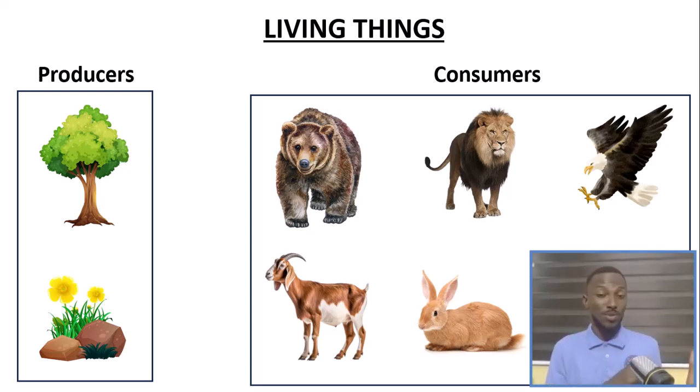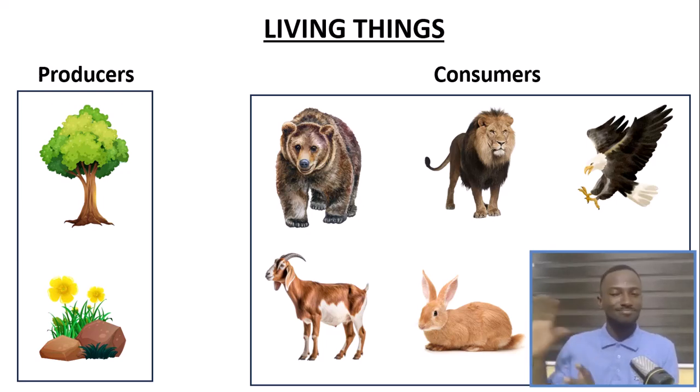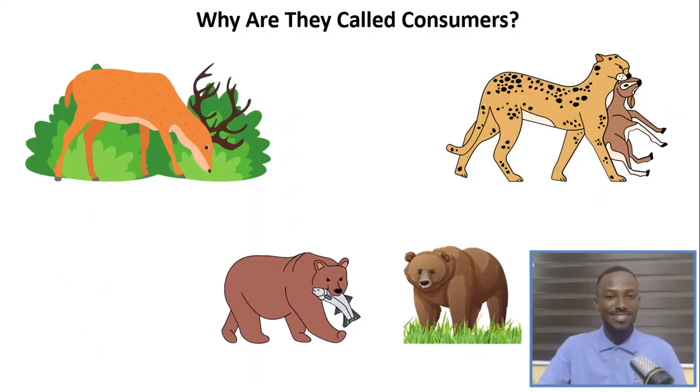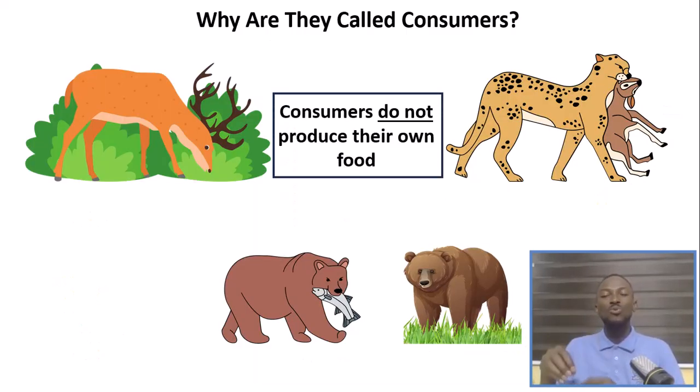Actually, aside from photosynthesis, there is also another means by which certain living things are able to make their own food. That is a topic for a different discussion. Now, we've discussed producers and why plants, flowers and other grasses are known as producers. But why are these animals known as consumers? As the name suggests, they cannot produce their own food. But what do they do? They consume other living things as their source of food for energy.